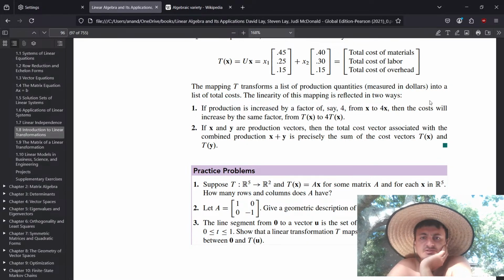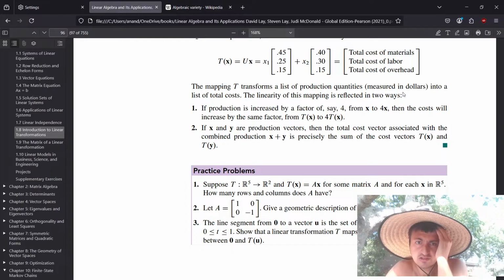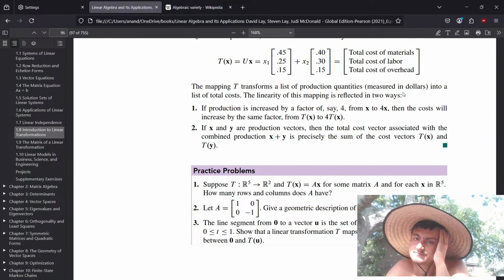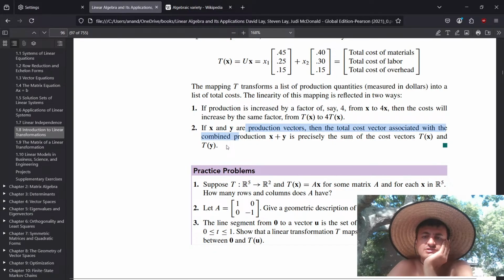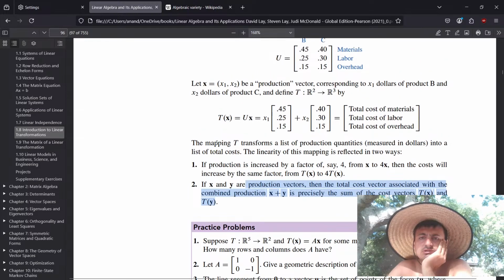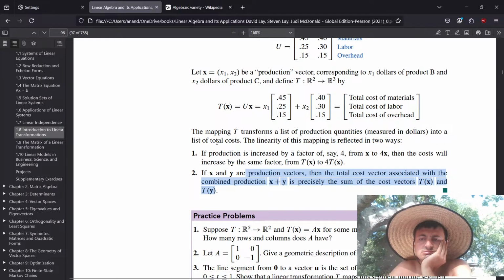The mapping T transforms a list of production quantities measured in dollars into a list of total costs. The linearity of this mapping is reflected in two ways. If the production is increased by a factor of 4 from x to 4x, the costs will increase by the same factor. If x and y are production vectors, then the total cost vector associated with the combined x plus y is precisely the sum of the costs. Right, yeah.